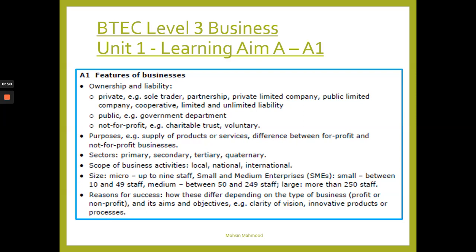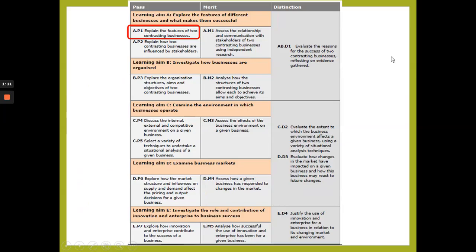So we'll be looking at features of businesses. In this video, we'll only be looking at ownership and liability, and that's it. In the next lesson we'll be covering purposes, sectors, scope of business, size and reasons for success. So this will cover P1, explaining the features of two contrasting businesses, and this will be your first pass task.